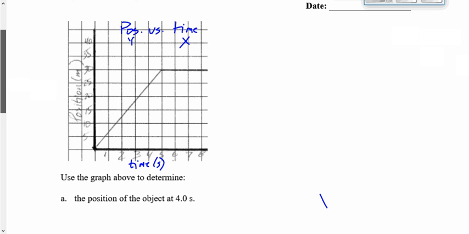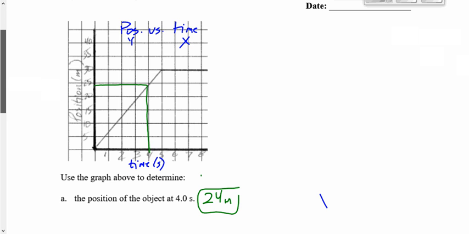It says, use the graph to determine the position at 4 seconds. What do you do to find a position on a position-time graph? Or an impulse on an impulse-time graph? Or an energy on an energy-time graph? Up and over. So we go to 4 seconds, we go up, and we go over, and it looks to be about 24 meters.